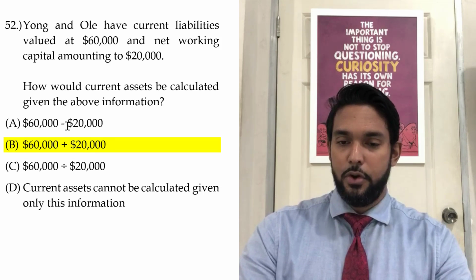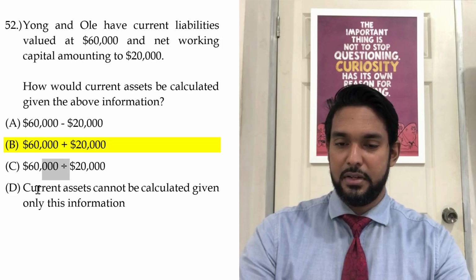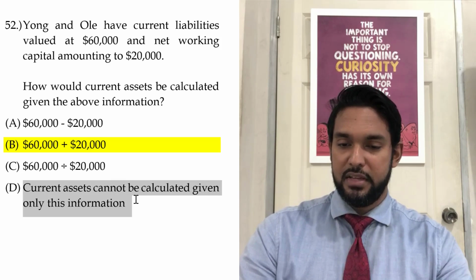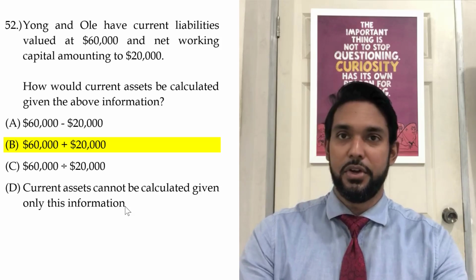All right, look, they almost give you every option. 60 minus that, 60 divided by that. Current assets cannot be calculated given only this information, which of course is not true.